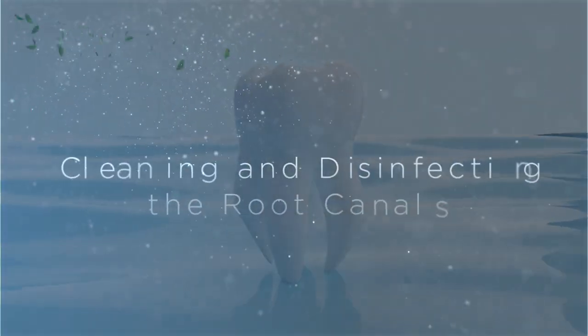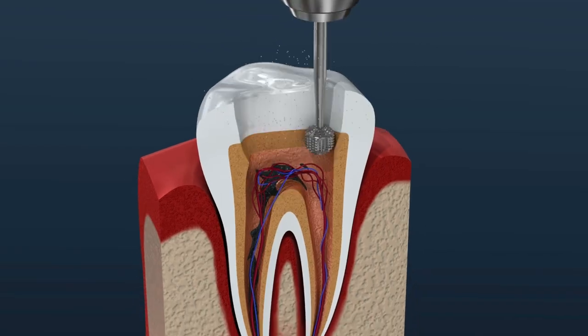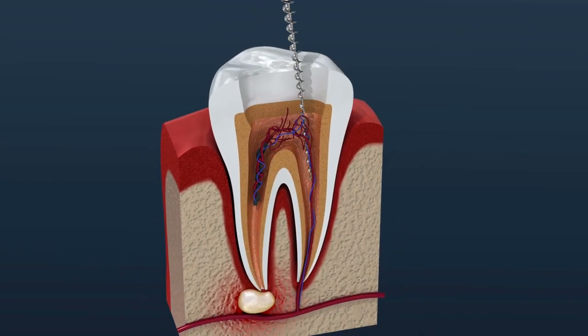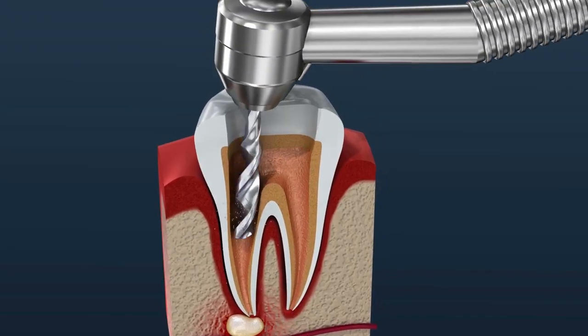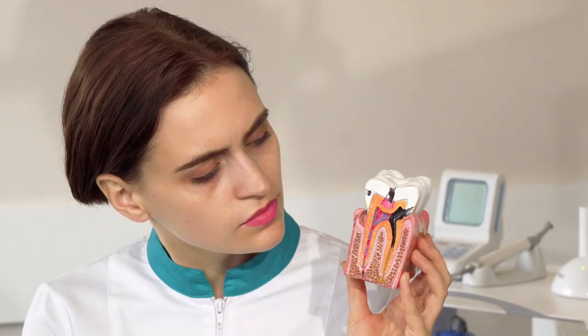Cleaning and disinfecting the root canals. Once the infected pulp is removed, the next step is cleaning and disinfecting the root canals. Your dentist will use small flexible instruments to clean out any remaining bacteria and debris from the canals. The canals are shaped to ensure that they can be properly sealed. This step is essential in eliminating any potential sources of infection and ensuring your tooth is fully sanitized.